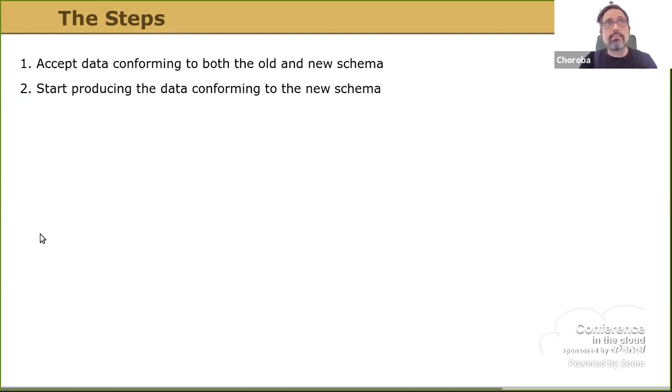the code that we release will accept data conforming to both the old and new schema. We don't have any data conforming to the new schema, but the code is already able to handle it. And once we are sure this code is everywhere, there is no old code anywhere anymore, we can start producing. So this is the second release, which releases code that really uses the new schema. And any other part of the application already knows how to handle that, so there is no problem.